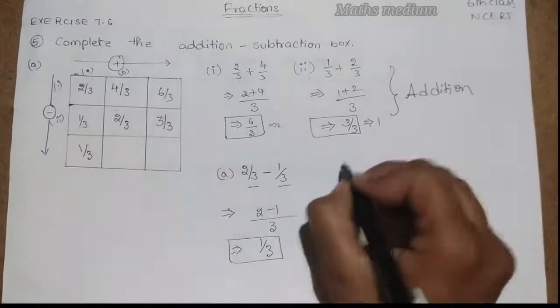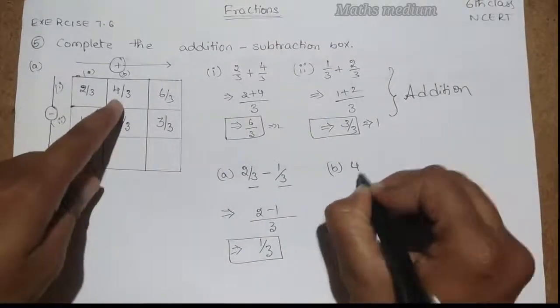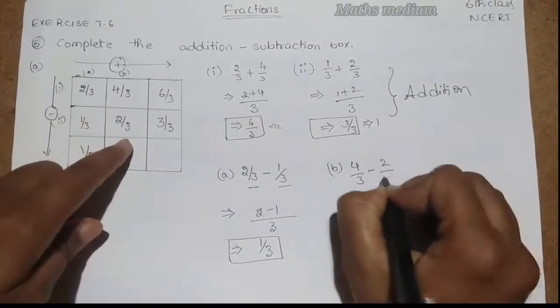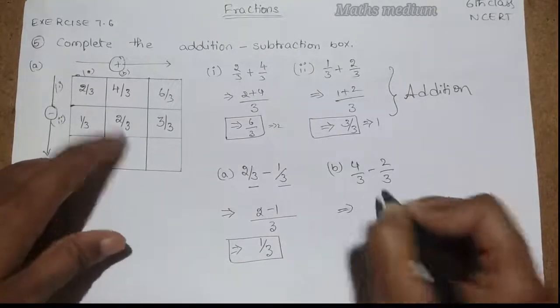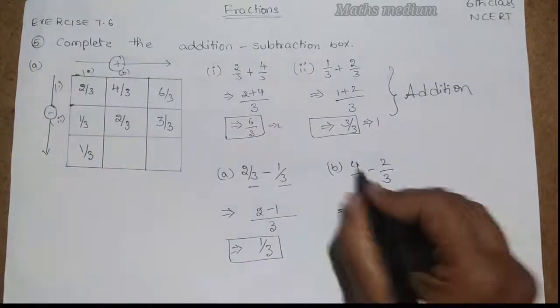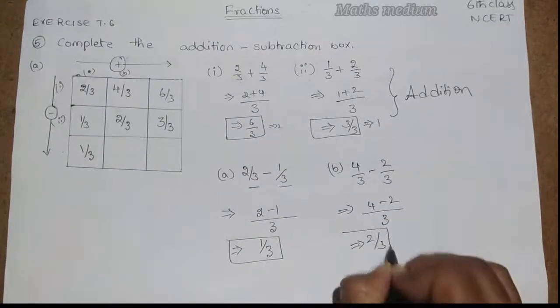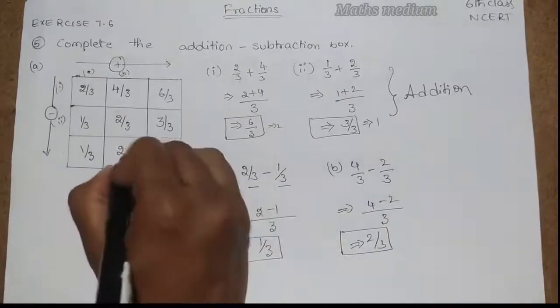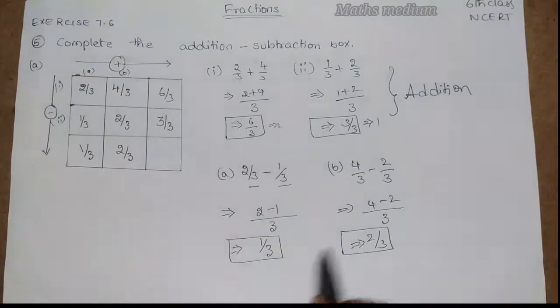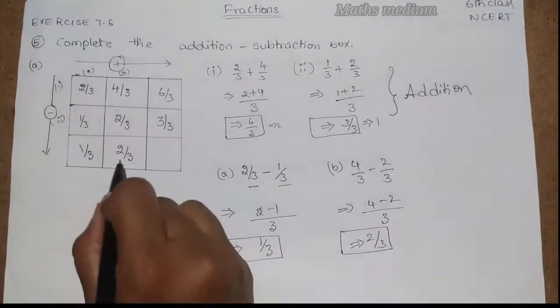Next, coming to this B. 4 by 3 minus 2 by 3. Here also denominators are the same. Take the denominator, 4 minus 2. Here we get 2 by 3. So this is another answer, 2 by 3. So here we have the answer as 2 by 3.